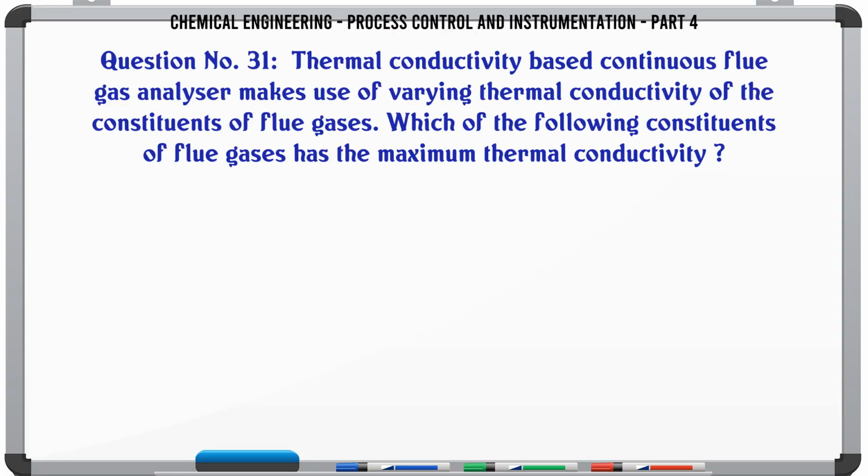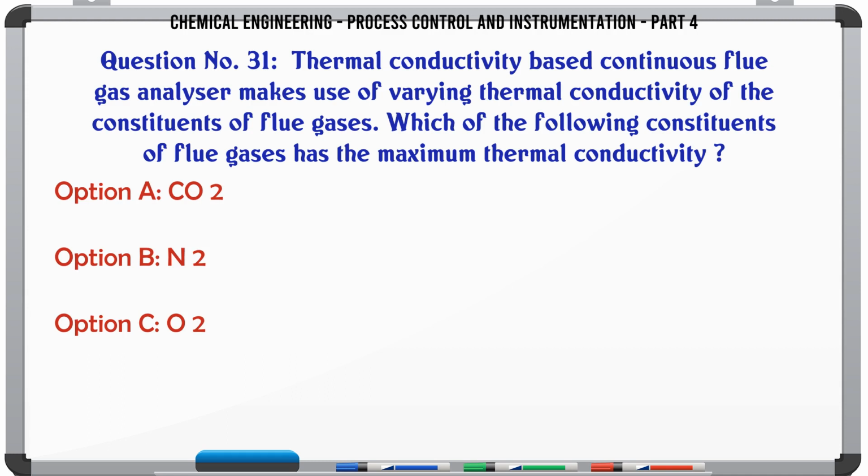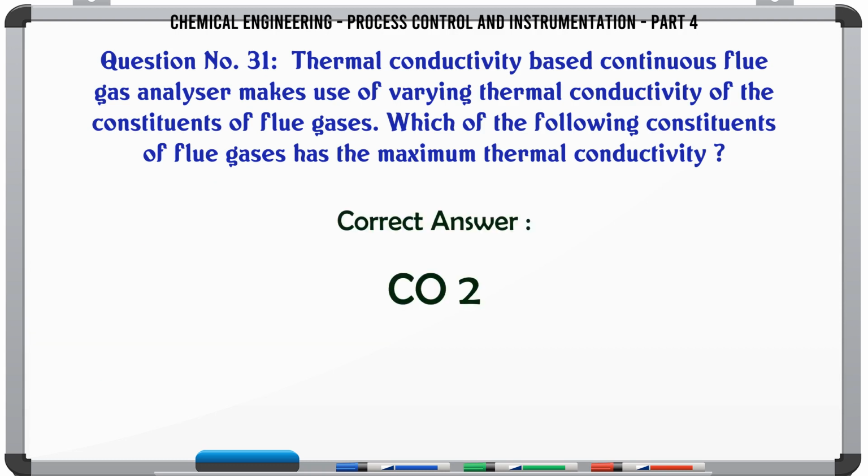Thermal conductivity-based continuous flue gas analyzer makes use of varying thermal conductivity of the constituents of flue gases. Which of the following constituents of flue gases has the maximum thermal conductivity? A. CO2, B. N2, C. O2, D. CO. The correct answer is CO2.